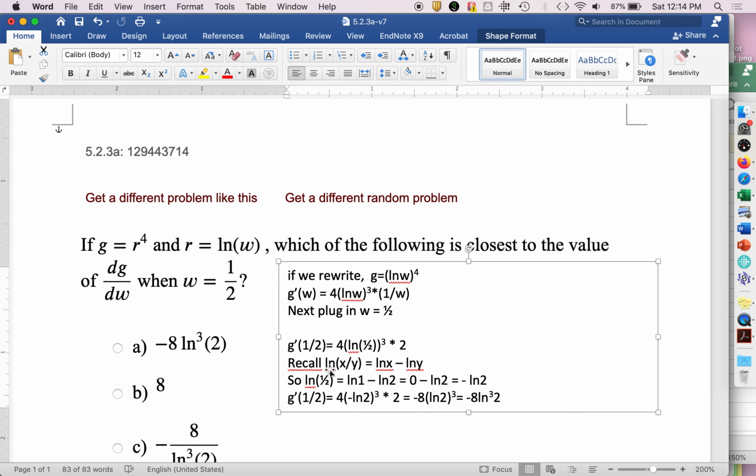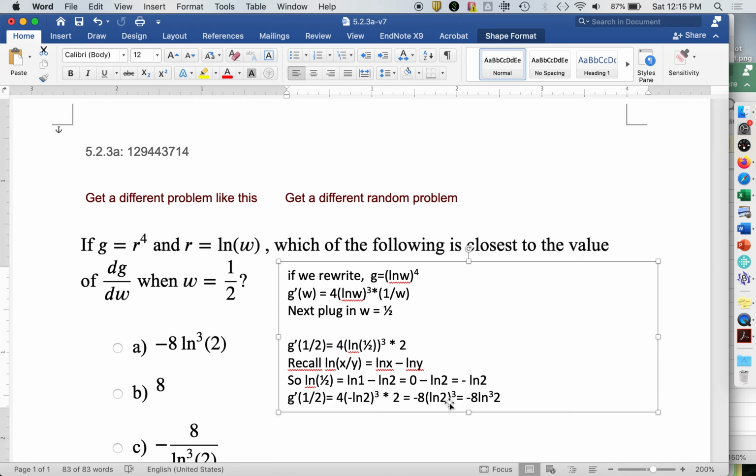So when I do that, I still have the 4 in front, but in place of natural log of 1/2, I put negative natural log 2. That is to the third, and then times 2. 2 times 4 is 8, right? The reason I moved the negative in front is because negative to the third power would still be negative, so it makes it a little less confusing. So I have negative 8 natural log of 2 quantity cubed.